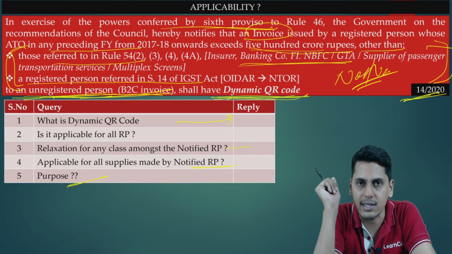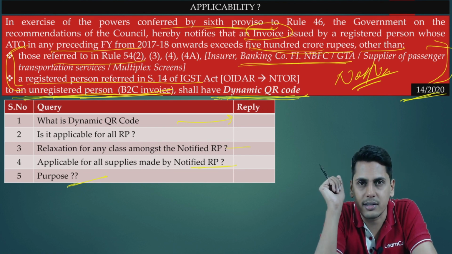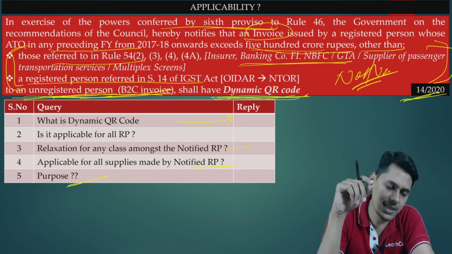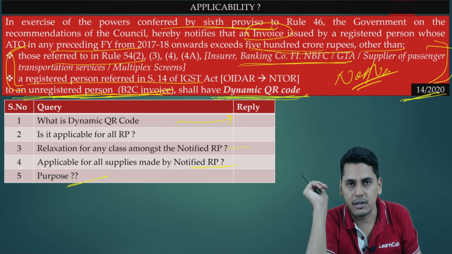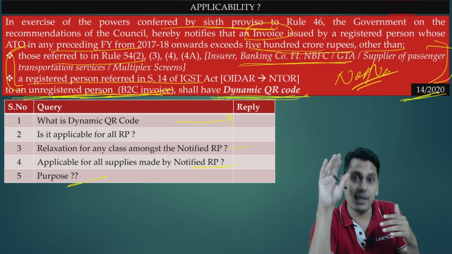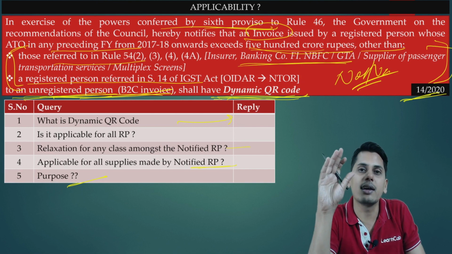But friends, in case of last mile transactions where the supply is happening directly to the end consumer, the supply is happening to an unregistered person, the supply is happening to an end consumer.